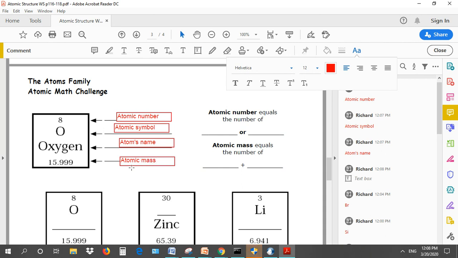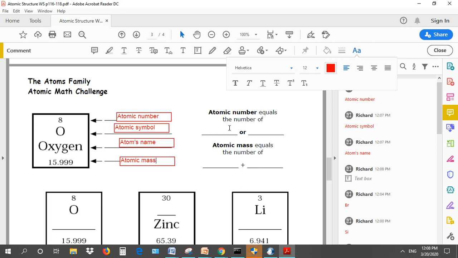Atomic mass is usually a decimal. It's not a whole number because that is the average of all the isotopes. And we're going to talk about the isotopes in the next video. And isotopes have different numbers of neutrons. So the atomic mass is different. And then they averaged out all these isotopes and they found the atomic mass. That is why the atomic mass is not a whole number, but a decimal.